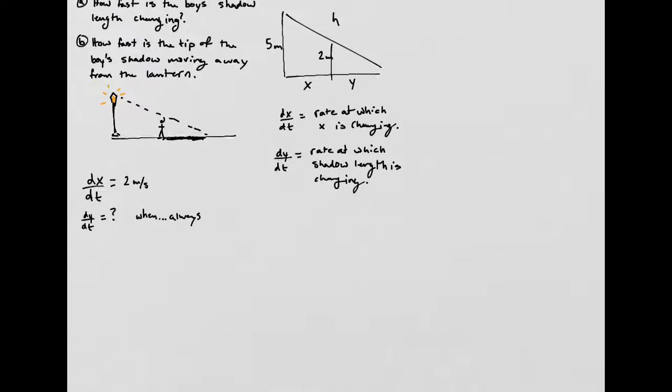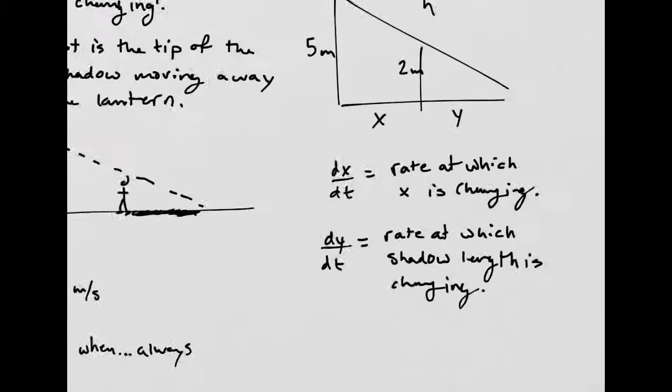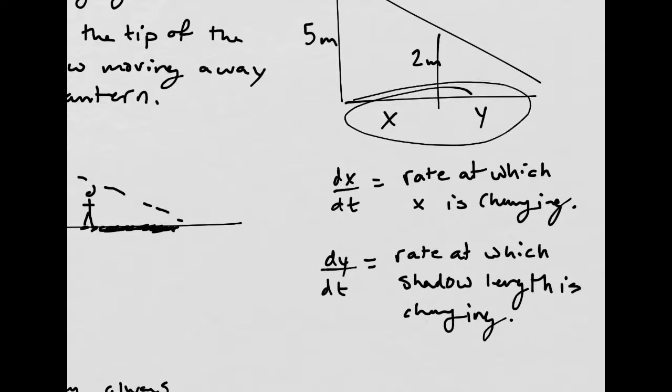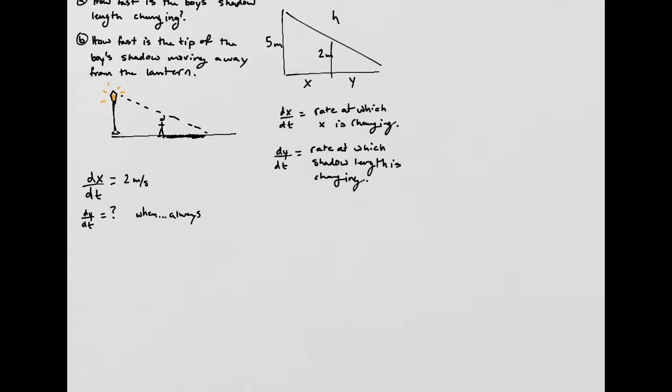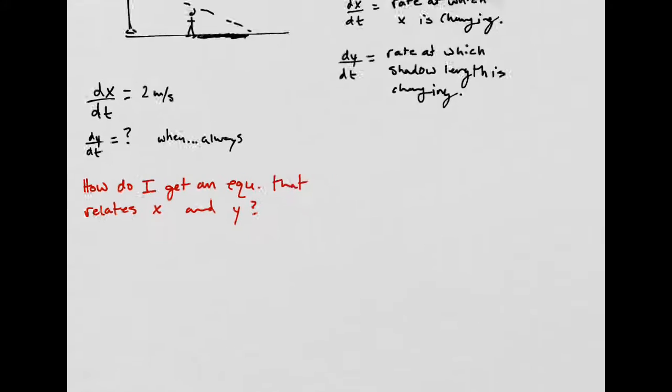Is that all we need, right? No, it's not. We need a primary equation, which means we need to be able to relate our 2 variables. How am I going to relate x and y? That's the main question. That's maybe the trickiest part about this problem. So how do I get an equation that relates x and y?